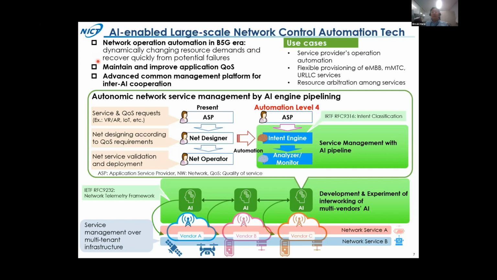For this purpose, we should monitor time-varying service performance, resource utilization, and available network resources through telemetry. We also develop intent engines that translate service providers' intents into network configuration. And we want to develop an advanced common management platform for inter-AI cooperation. We intend to develop networking of multiple vendors' AIs, which will be appropriate for service management over multi-tenant infrastructure. We aim to realize network autonomic control technology without human intervention in the 2030s.